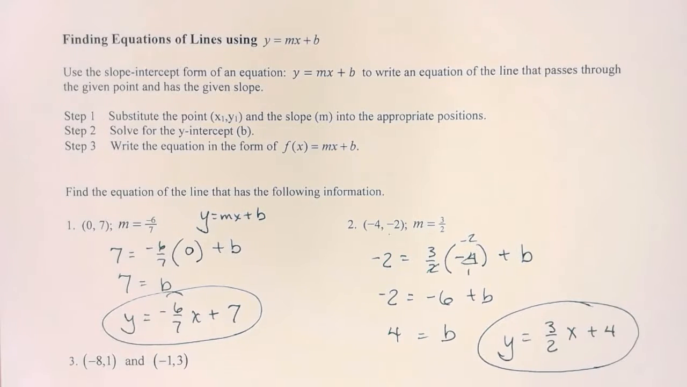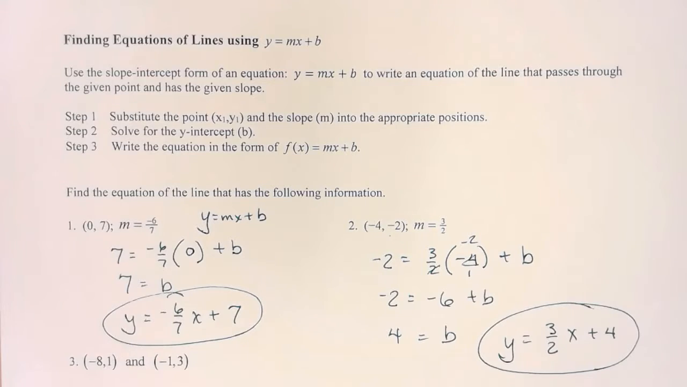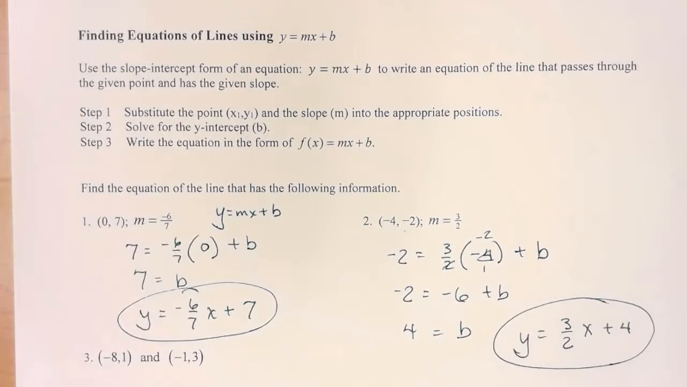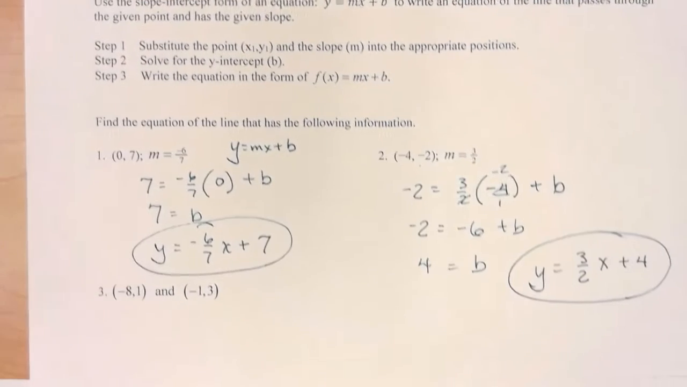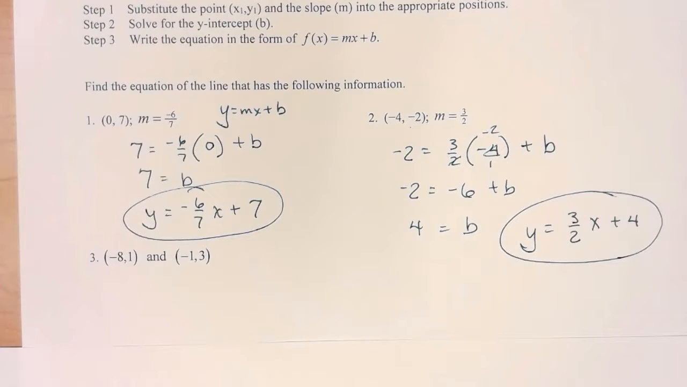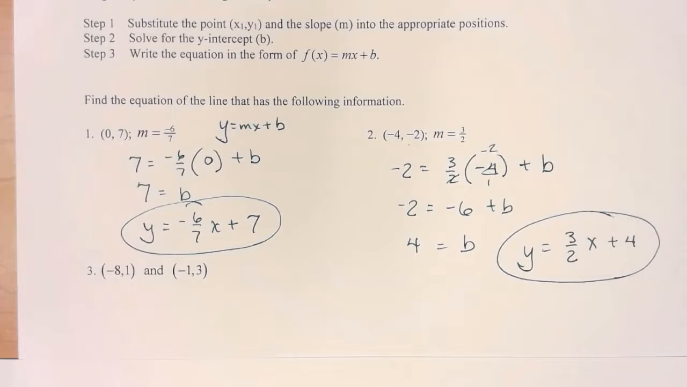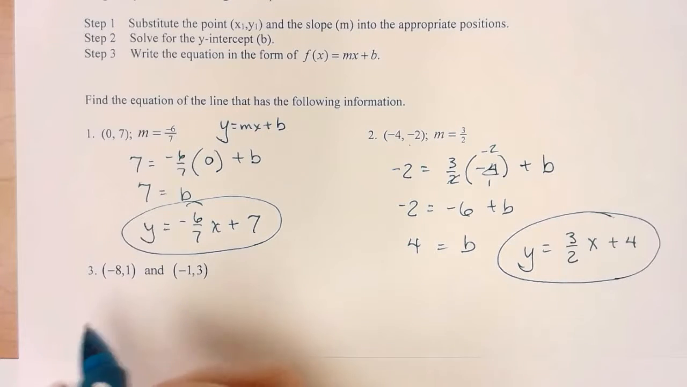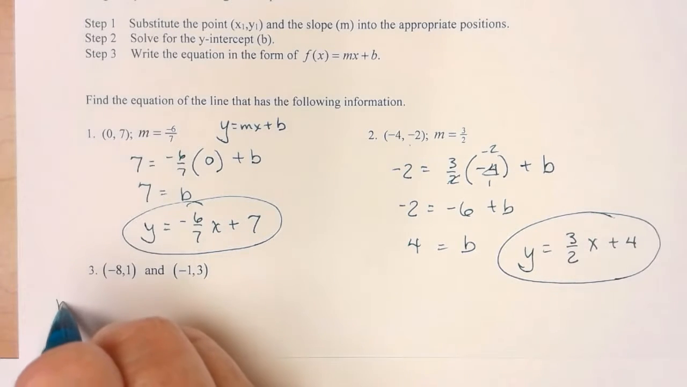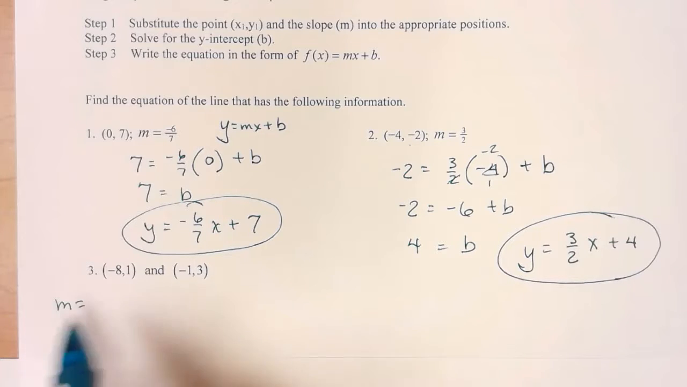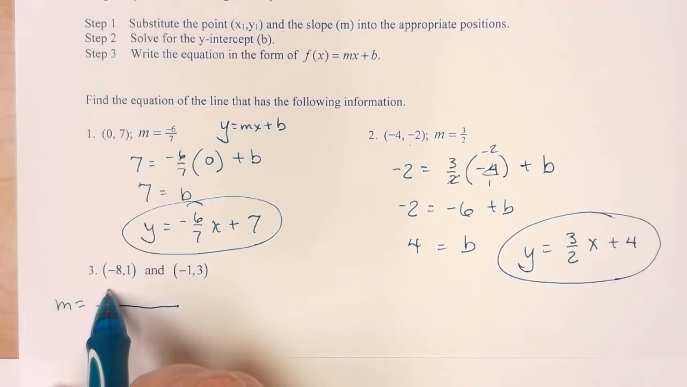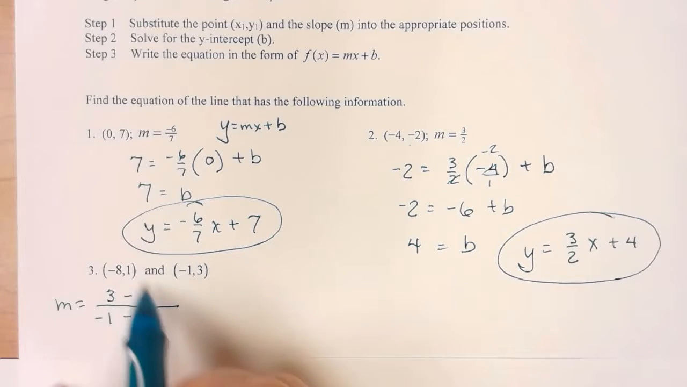Now in problem 3, they're trying something a little bit different. Let me get me another sheet of paper here. I've got 2 points. Lovely. Well, I don't have my slope, but I can find my slope because I've got 2 points. So I've got to go find my slope first in this one. So my slope, difference of y's, so I'm going to use that y minus that y, that x minus that x.